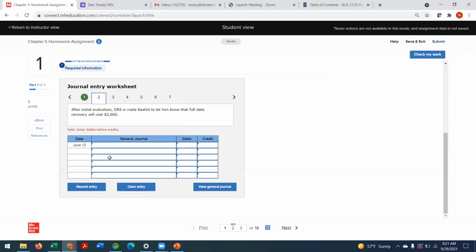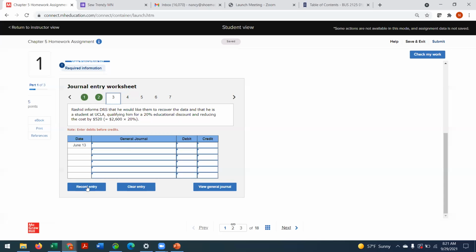Okay. Next, after an initial evaluation, DRS emails Rashid to let him know that full data recovery will cost $2,600. Hey guys, did an economic event occur? No. We're just informing him if they in fact would do the service, here's what it's going to cost.